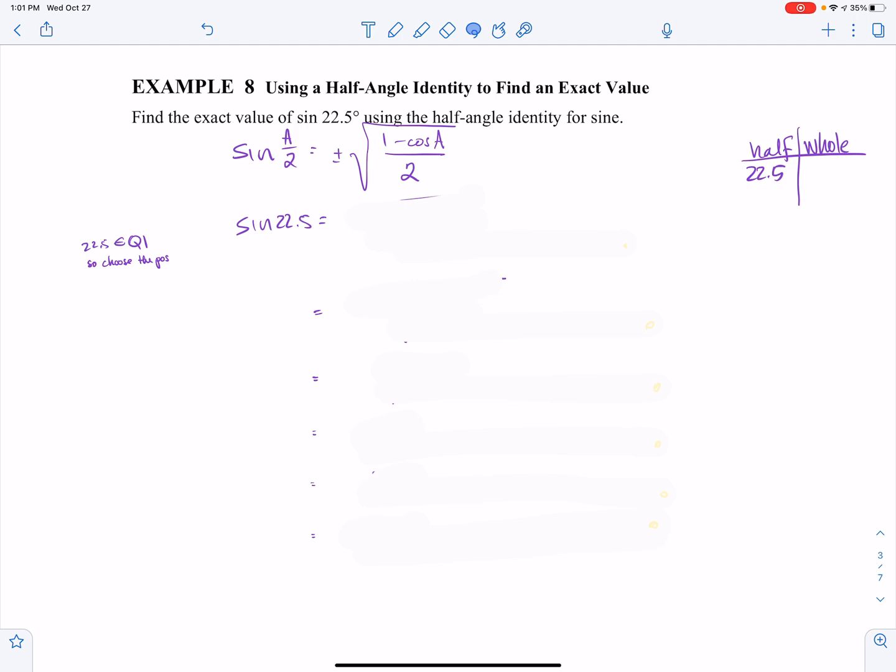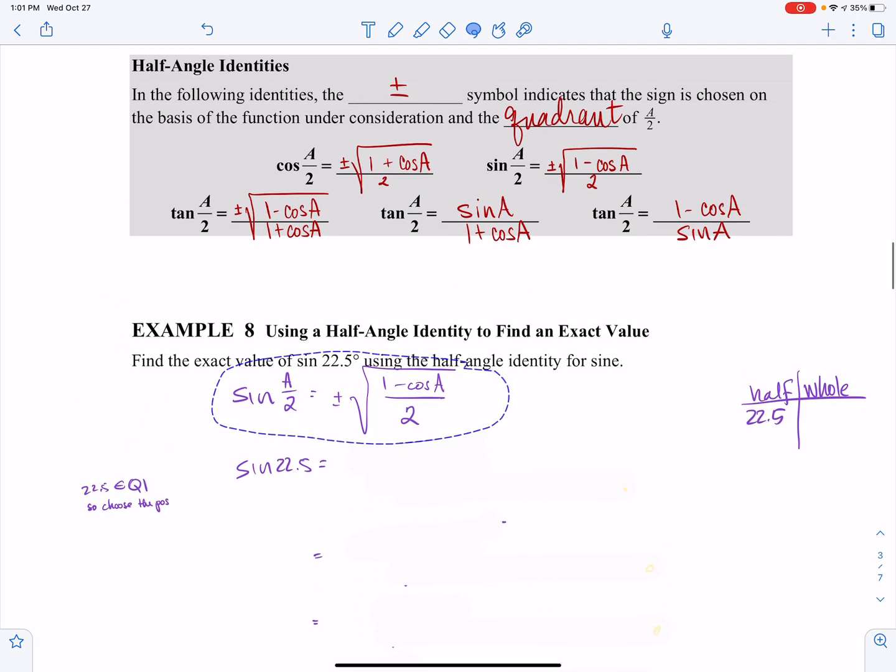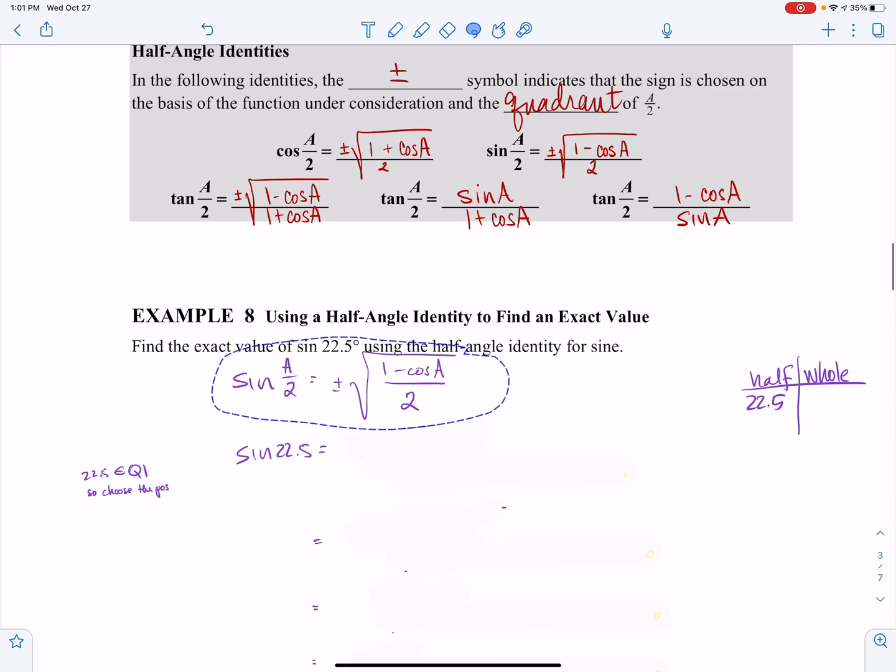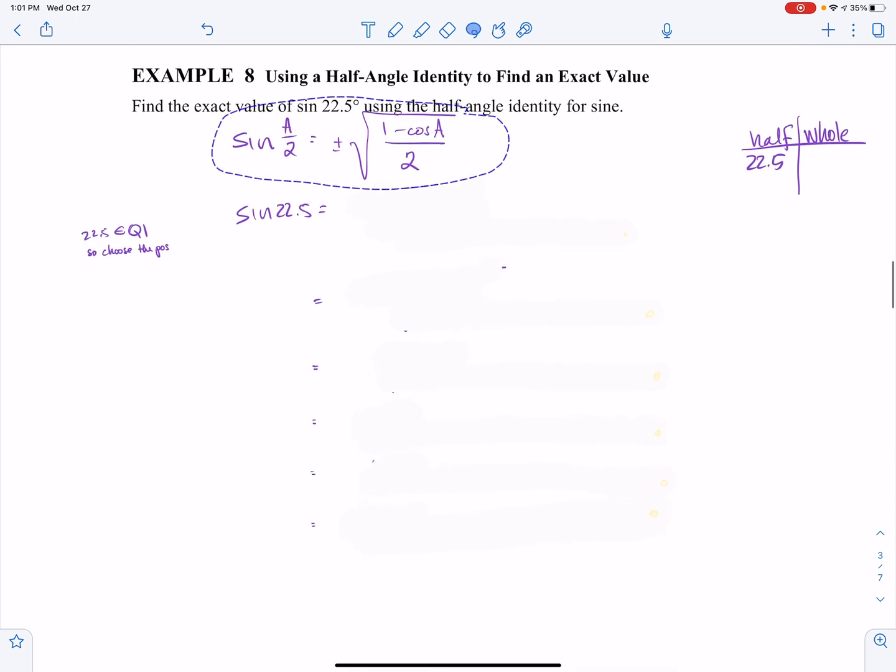The first thing I did, I really didn't even do any math here. I just wrote the identity straight off of what I got up here in my identities list. And I was asked to find the sine of 22.5, so I went ahead and plugged that in.